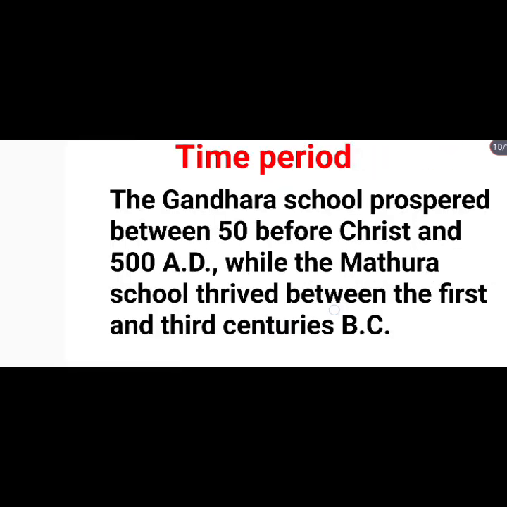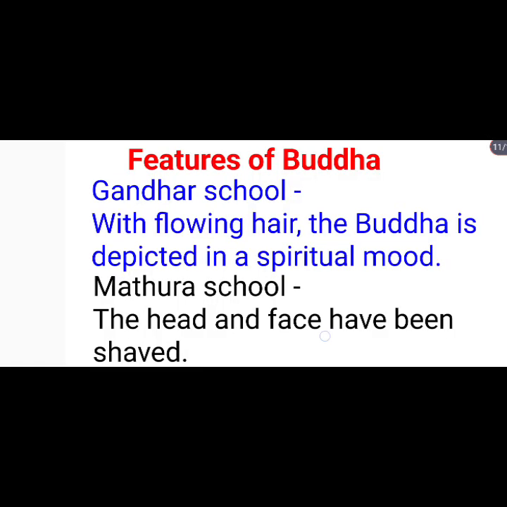The time period of the Gandhar school is between 50 BC and 500 AD, while the Mathura school is dated between the 1st and 3rd century BC. The features of Buddha: the sculpture of Buddha in the Gandhar school has flowing hair and the Buddha is depicted in a spiritual mood, while in the Mathura school the head and face are totally shaved.